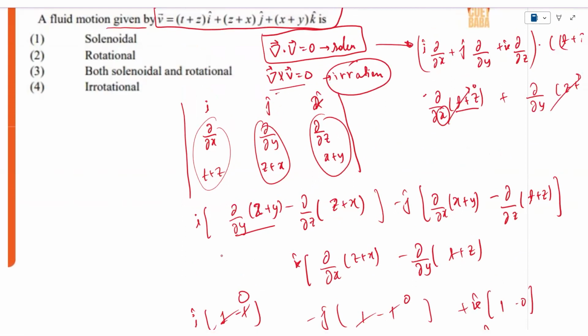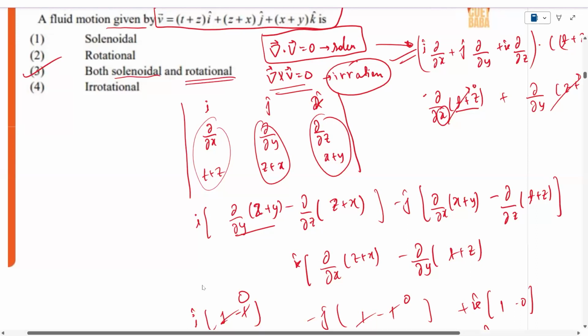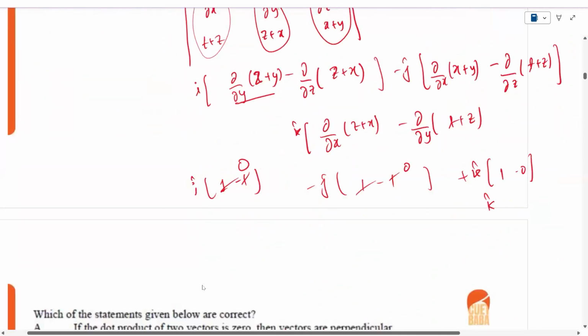Del cross v is not 0. That means it is rotational. So the third option is correct: both solenoidal, because solenoidal we have already proved, and rotational, which we got now. So third is the correct option.